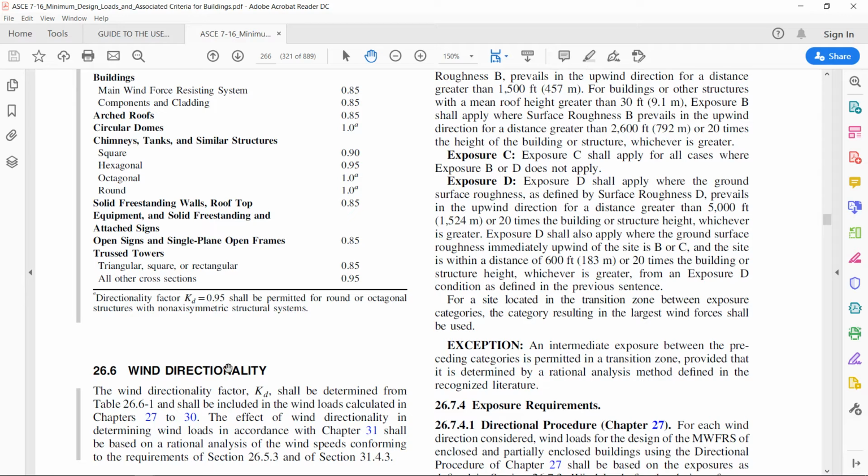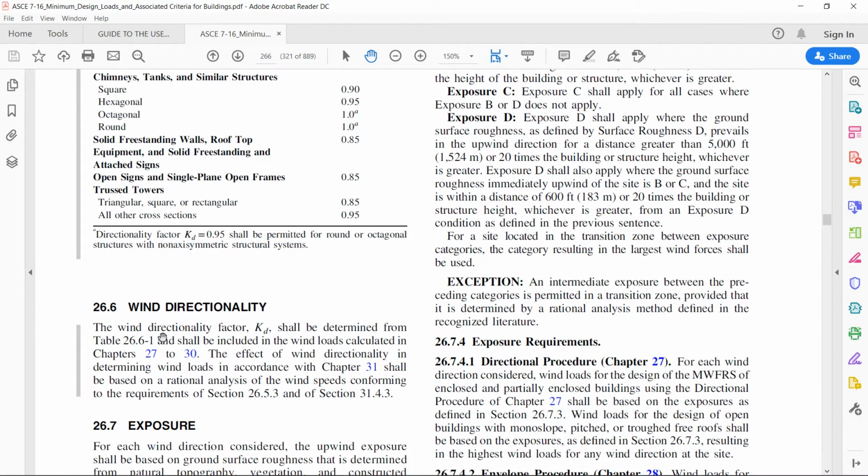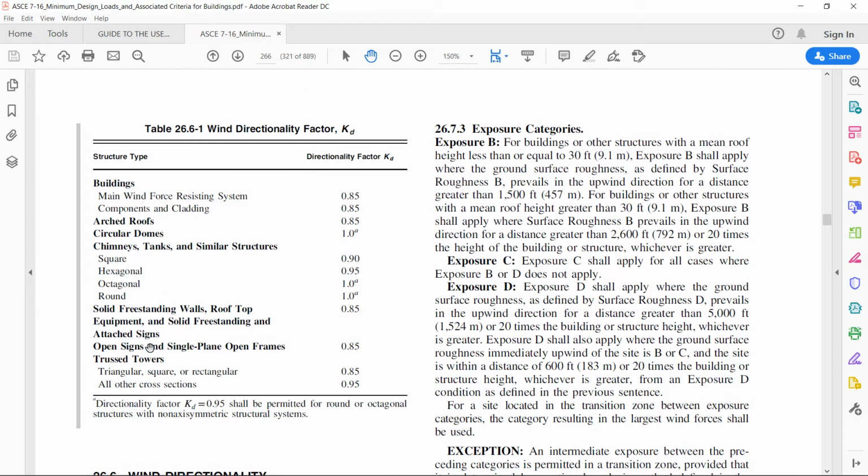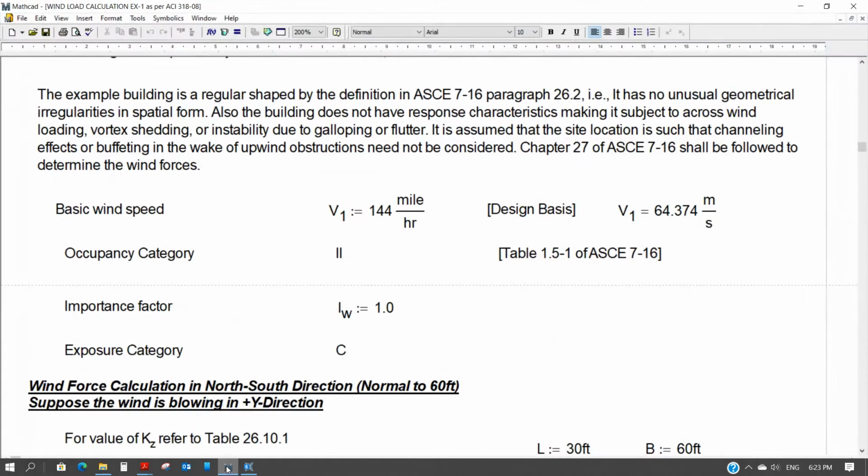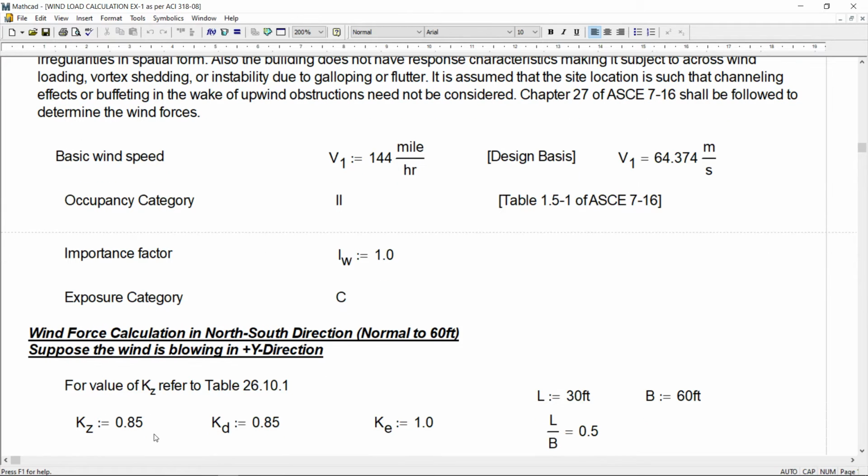Now, wind directionality. It says that the wind directional factor KD shall be determined from table 26.6-1. That is table 26.6-1, wind directional factor KD. Buildings, main wind force resisting system, KD should be equal to 0.85. And here we have selected KD as 0.85.